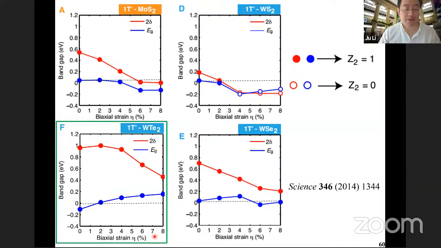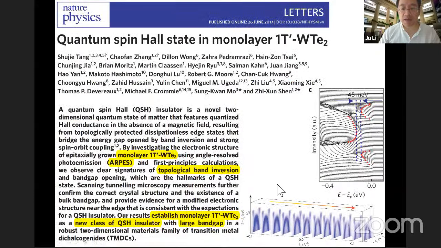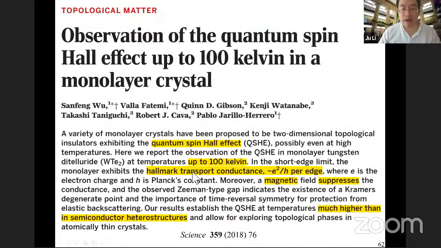We published this, and a few years later, people indeed made this 1T prime tungsten ditelluride. People did ARPES, and they found this topological band inversion. They measured this edge conductance of e squared over h up to 100 Kelvin. There is a magnetic field dependence on this. And also, this is only true from the calculations for a monolayer. When you make a bilayer, it doesn't work, and they also verified that. This relies on the fact that generally when you make a 2D material, because of the adhesion, you would have a few percent strain as well.